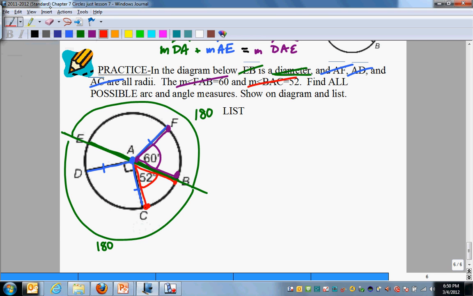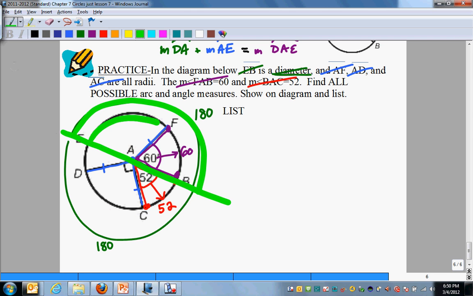Let's see how you did. First and most important is measure of a central angle to its arc the same. So if this is 60, this arc is 60. If this is 52, this arc is 52 as well. Now, because of the 180, hopefully you spotted that. That's why I had you drag diameters out. You should be able to find this arc measure right there, which of course is 120.